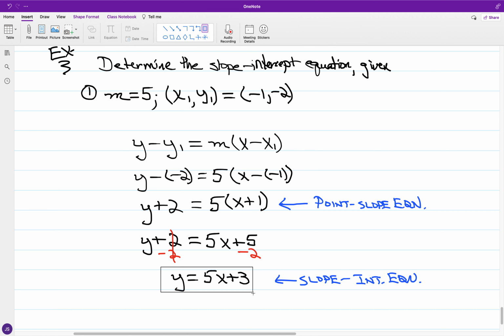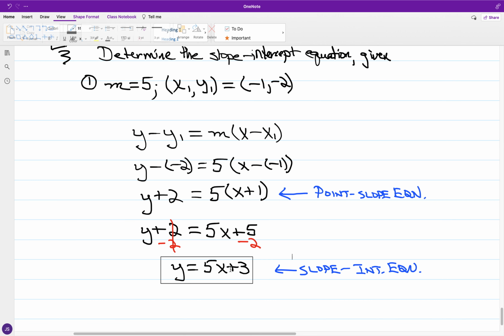And just some things to mention. Okay, so the slope is 5, and that 3 means that the y-intercept is the location where the graph is going to cross the y-axis at y equals 3. So y equals 3 is going to be the y-intercept. Again, the slope is going to be 5.